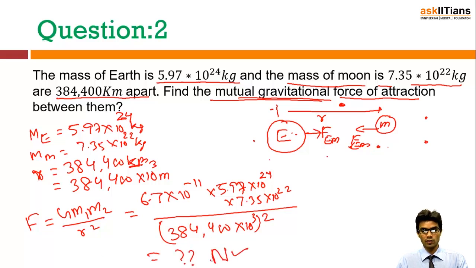The unit is Newton. Since this is a force, the unit of force is Newton. We are putting all these values in SI units. The masses m1 and m2 are in kg, and the distance is in meter, so the unit of force is Newton. So this is the force we have calculated. This force is acting between the earth and moon, and this is the mutual gravitational force of attraction between earth and moon.